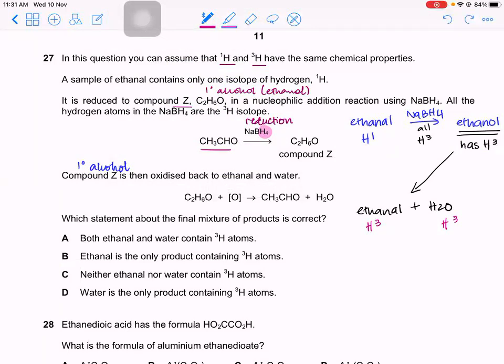So they are saying, first option, both ethanol and water contain H3 atoms. Yes, because it is being made from ethanol, which was made from NaBH4, which had all tritiums. So this also has tritium. So this will also make ethanol and water with tritium in it. Answer therefore is A.